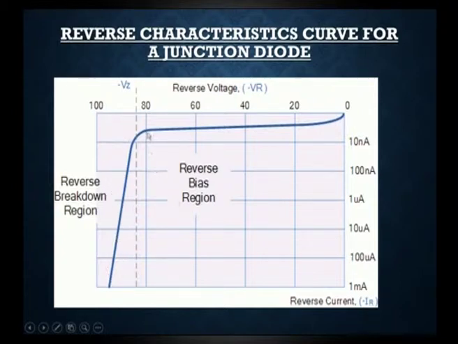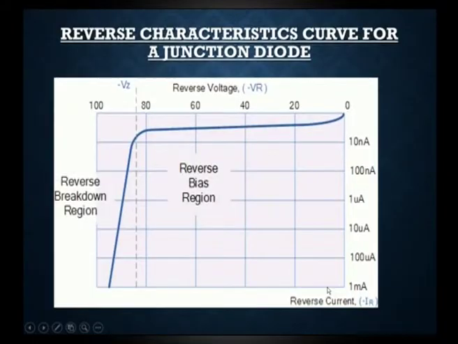The current that flows in reverse bias mode is very small, in milliamps we can say, and it is represented as the reverse current here. The reverse current is mainly due to the minority carriers. So, whatever current we observe as the reverse current is due to the minority carriers, and it is called the reverse current.